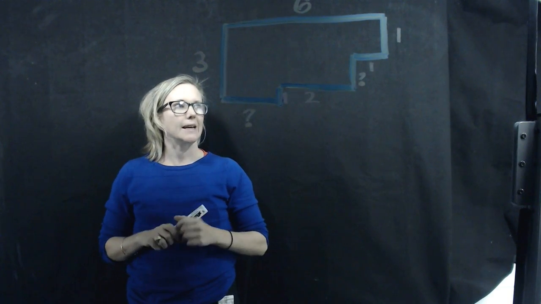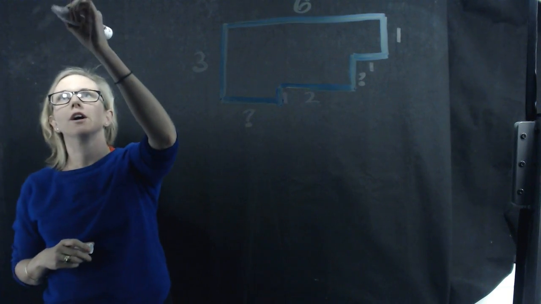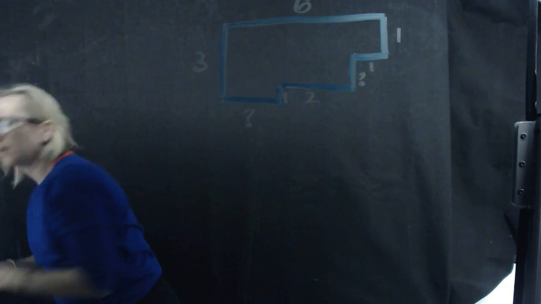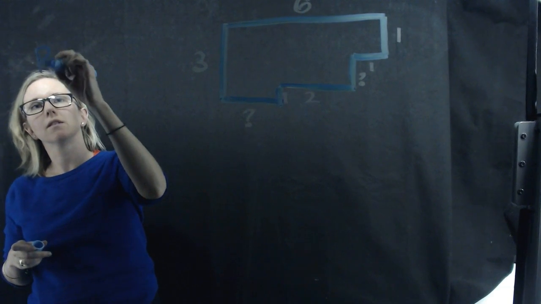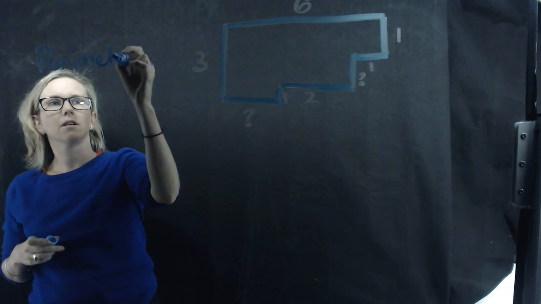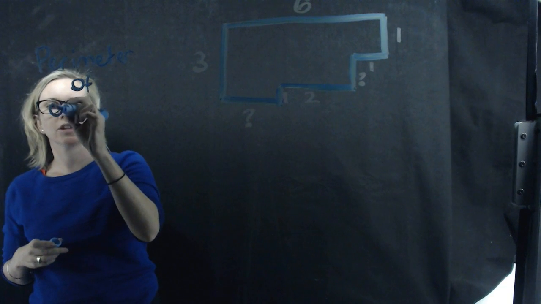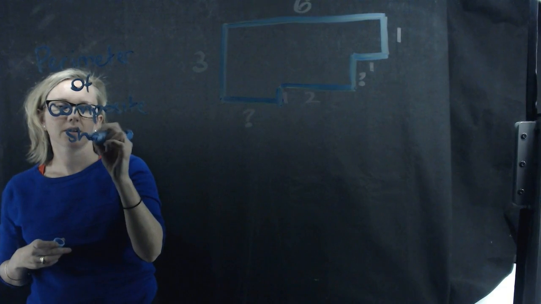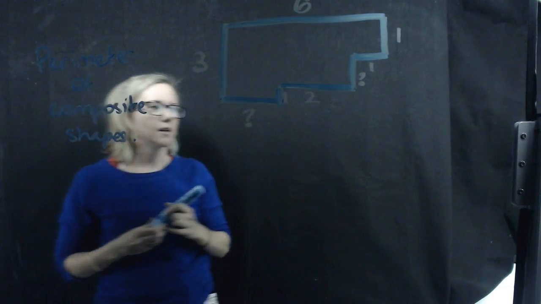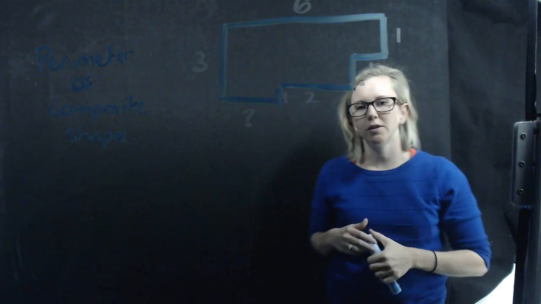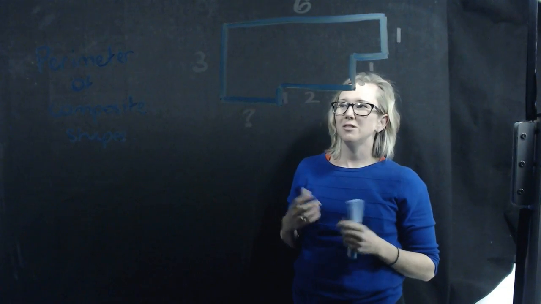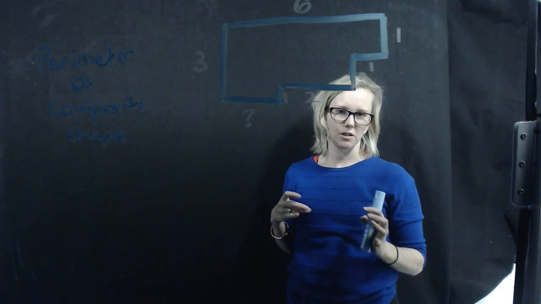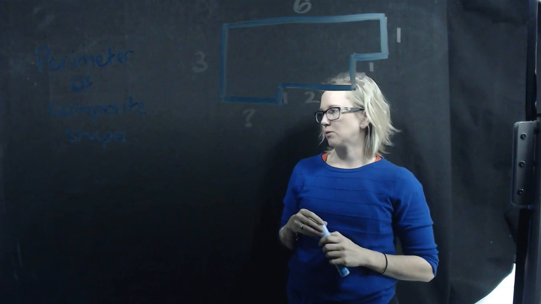Hi guys, I'm here today to talk to you about how to find the perimeter of composite shapes. Okay, and that means a shape that is made up of a number of regular shapes, but all together it looks irregular, okay? So it's not just a square or not just a rectangle, it's a combination of both sometimes.